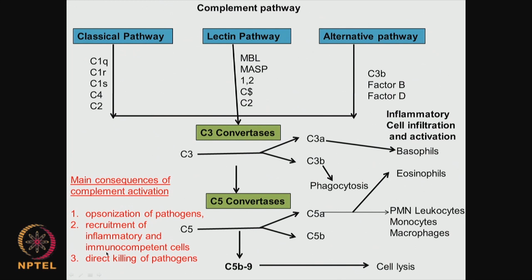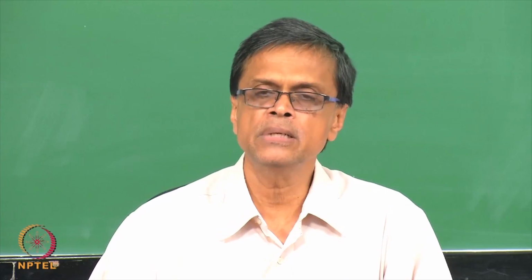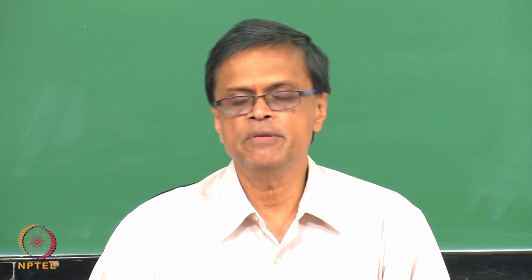They recruit inflammatory and immunocompetent cells. So, they bring these cells closer to the foreign body. They directly kill the pathogens. Okay. So, when pathogens are killed, some good cells also get lysed and so on. So, all these are the main activities of these complement proteins. Once they get activated, they start doing these three different jobs. Okay. So, we do not want that to happen, especially when we place a biomaterial.